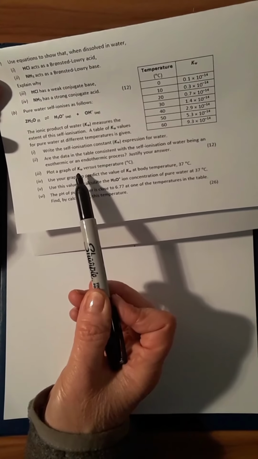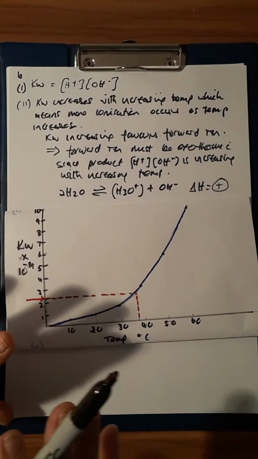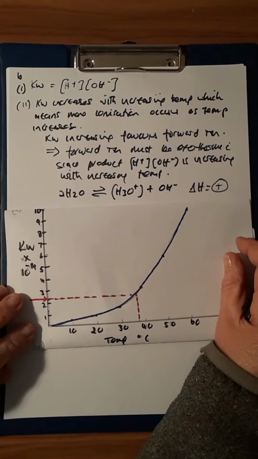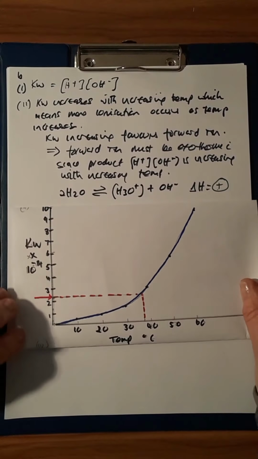Plot a graph of Kw versus temperature. Now, I've already done that, and unfortunately, guys, I don't have graph paper, so I'm cheating, and you would use graph paper. Do not use ordinary paper. I haven't got graph paper, so I have used this. Okay, so let's see what I've drawn here.